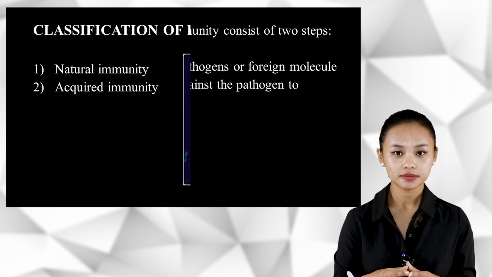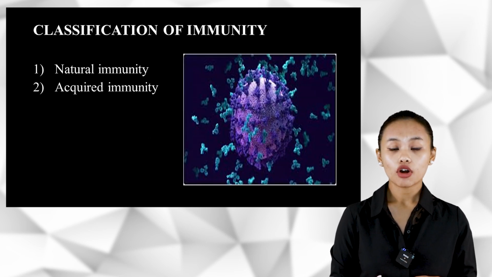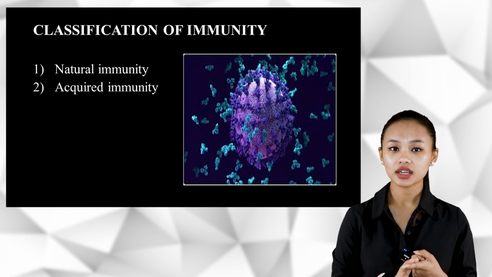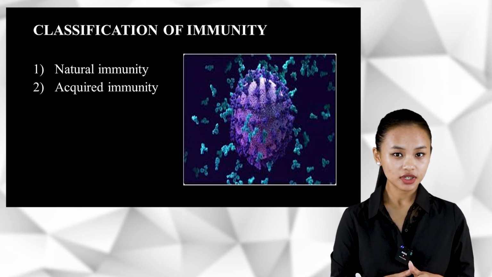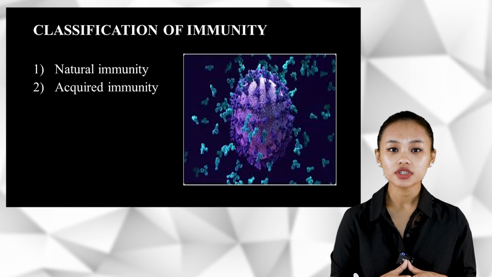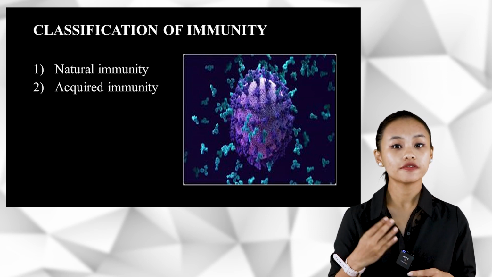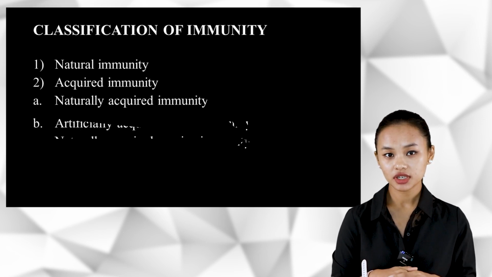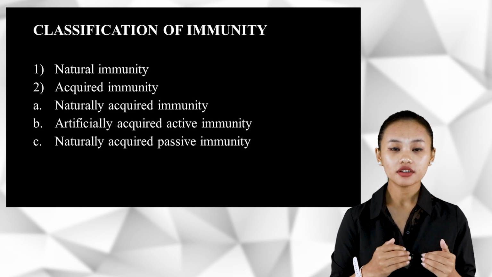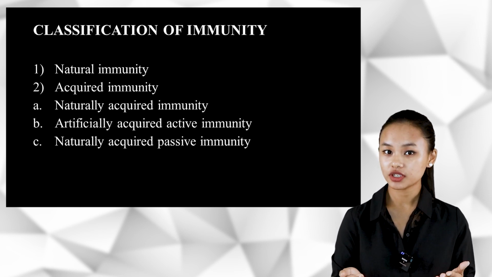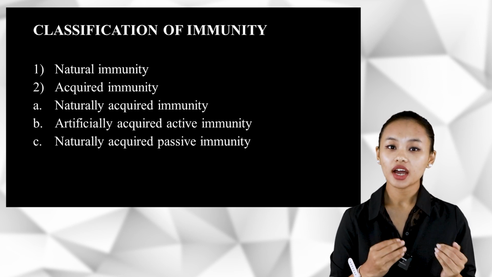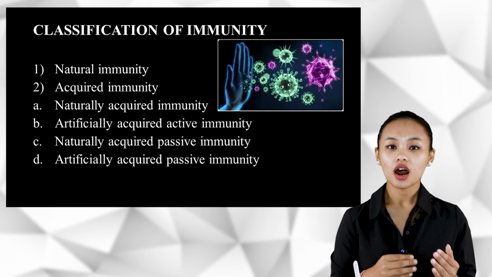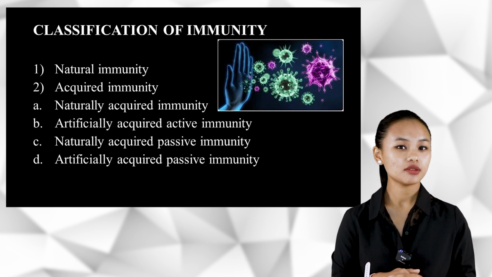Here, the immunity is of two types. The first is the natural immunity, and the second is the acquired immunity. The acquired immunity is further divided into four subtypes. The first one is the naturally acquired active immunity. The second one is the artificially acquired active immunity. The third is the naturally acquired passive immunity. And the last is the artificially acquired passive immunity.